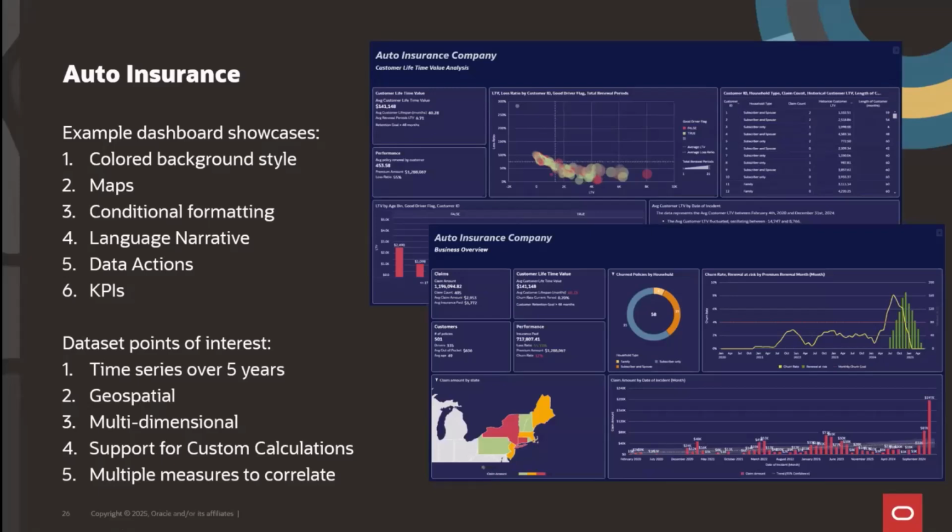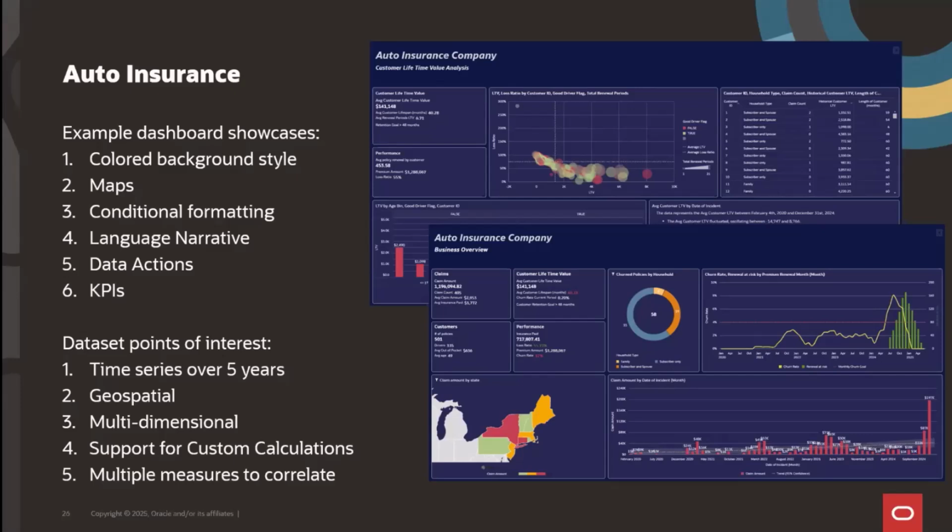Also the coloring. I saw some questions coming in about, can we change the colors? The community has really great references. Also our documentation for OAC has some great examples. We now have a lot of videos coming out. So whether you're wanting to do some time series or geospatial examples, the industry of auto insurance is a great one to use.